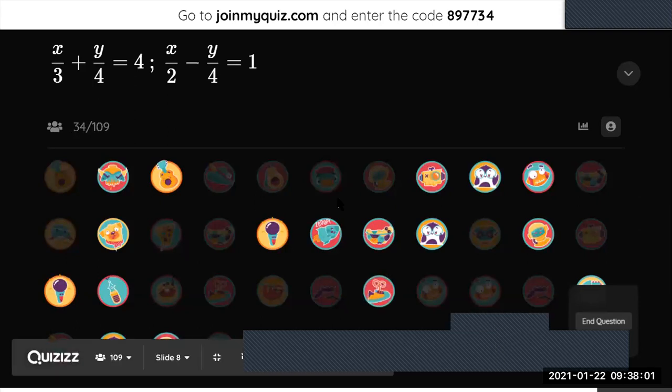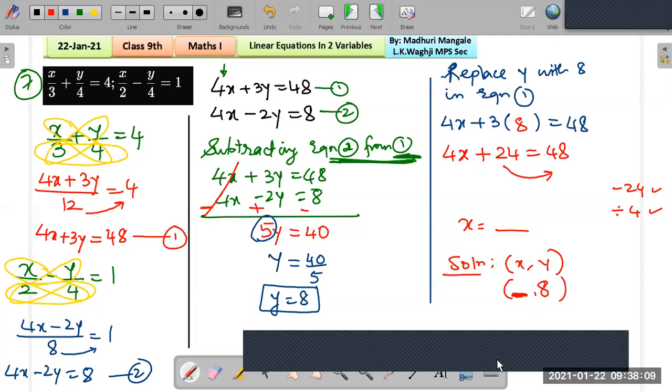Once again, I will move back to the board. So for those who are still trying, just check you have got this part. It takes some time to switch the screen. So just a minute, students. Let me double check. I got y equals 8, and you need to solve here. So plus 24 will become minus 24, and then you divide by 4 to get the answer.